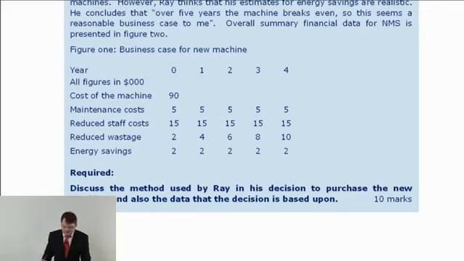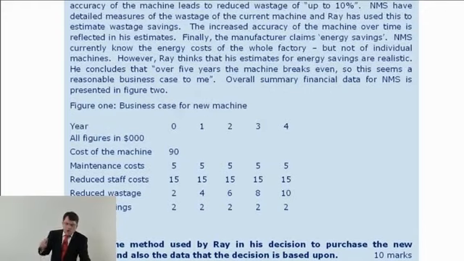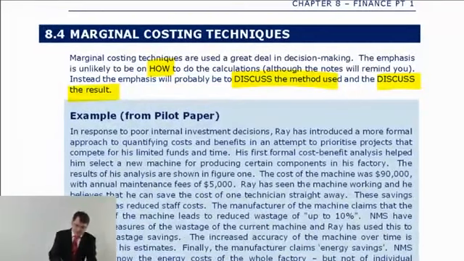So the idea is that we are trying to decide whether Ray is going to make the right decision or not. If you have stopped the video and you've had a chance to read it, Ray basically is trying to decide whether to buy a new machine or not. So he says, over 5 years, the machine breaks even. So he is going to say, I think this is all right. Now, this is a big deal. I'm going to put this back at the top of the page.